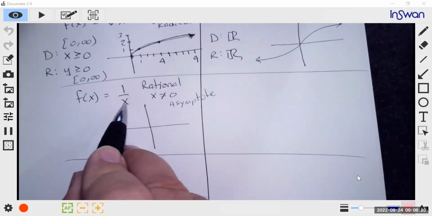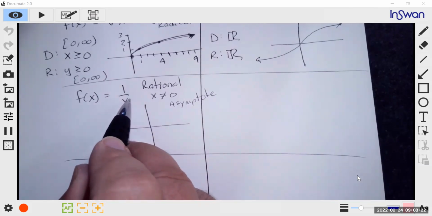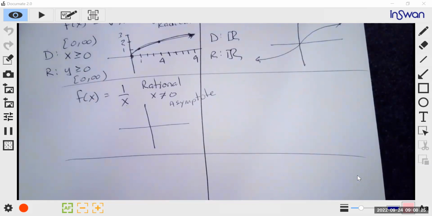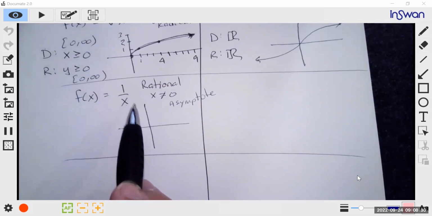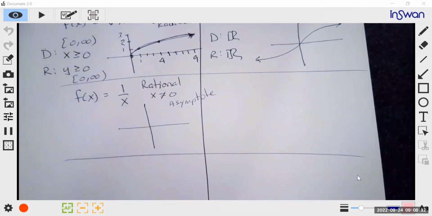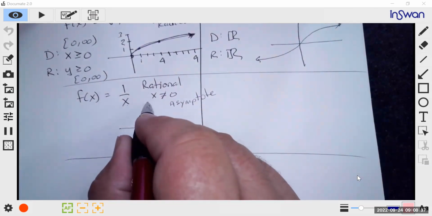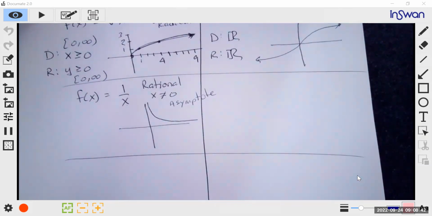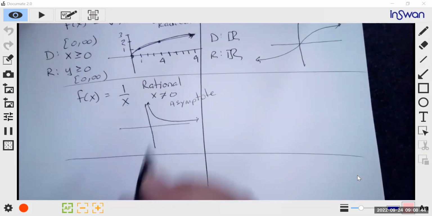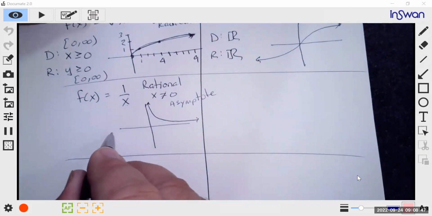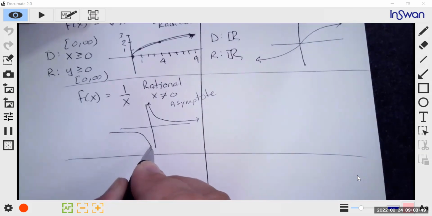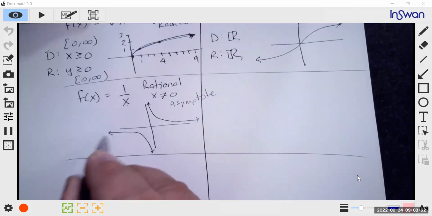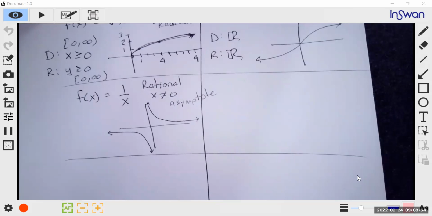So basically, the bigger the bottom number becomes, what happens to the overall number? Bigger x gets, what happens to the number 1 over x? It's smaller and smaller and smaller. So that means the closer it gets to 0, it gets bigger. And the farther it gets from 0, it goes to 0. It goes very close to 0. Likewise, in the negative realm, but it stays in the negative quadrant.